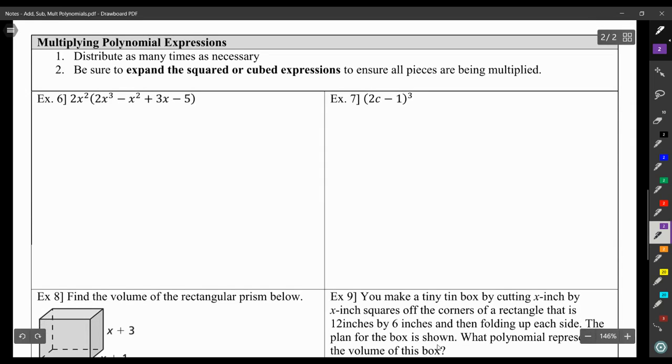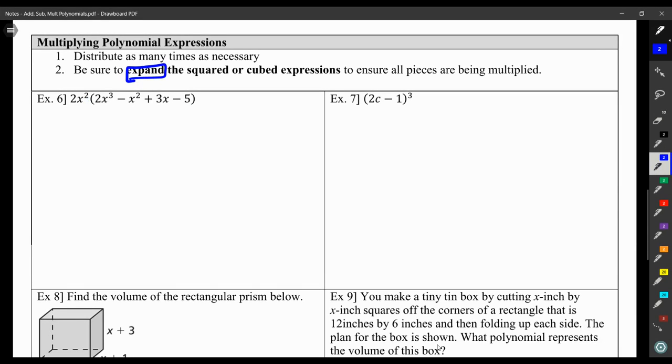Now let's look at multiplication. So multiplying polynomial expressions is distribute as many times as necessary. If you have something that is squared or cubed, please make sure you expand everything out to make sure all the terms are being multiplied together. So example number 6, we have a monomial, so something with a single term, multiplied to a 4-term, 1, 2, 3, 4 termed polynomial. Now, we know this is multiplication because there's nothing in the middle here that says plus or minus or division. So having two things next to each other indicates multiplication.